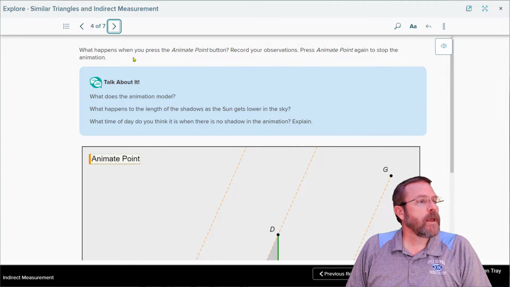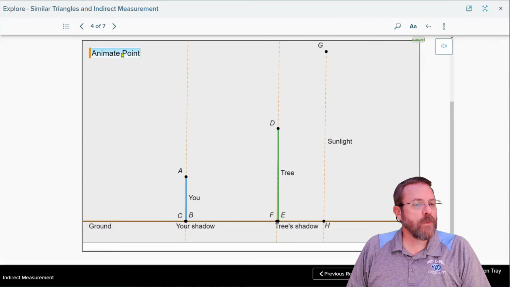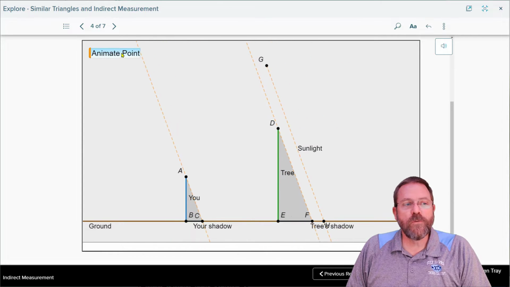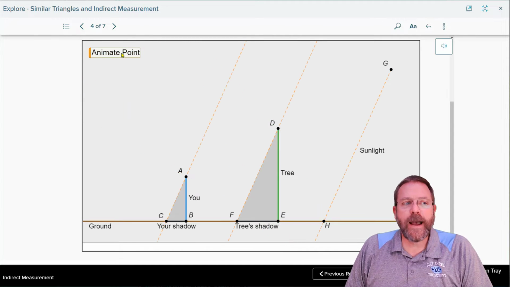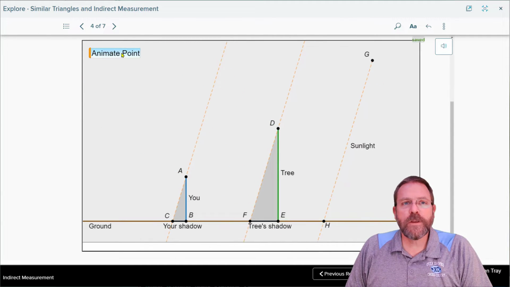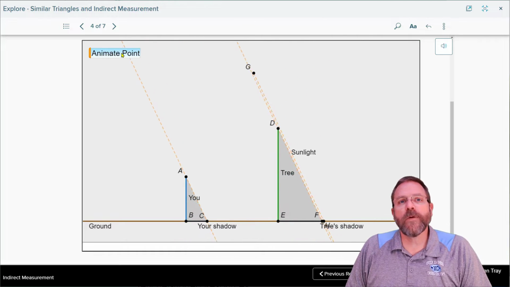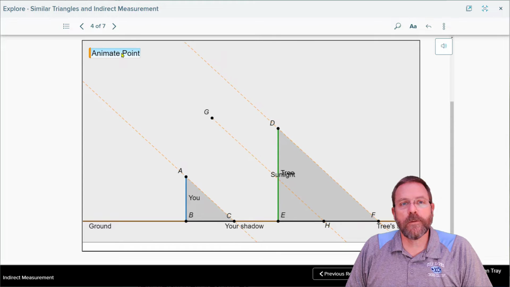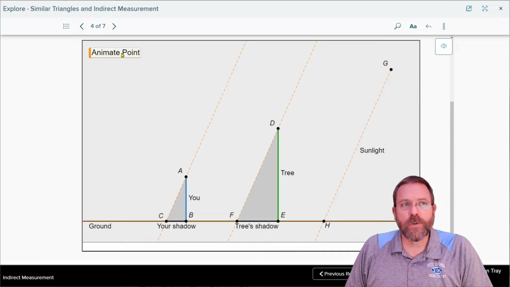Next, what happens when you press the animate button? Record your observation. So I'm going to scroll down and press the animate button, and now what's going on there? The sun is moving, and as the sun moves, the shadow changes. The height of you and the height of the tree stay the same, but the length of the shadow that you put off and the length of the shadow that the tree puts off are going to change. Despite that, they're all going to stay similar.